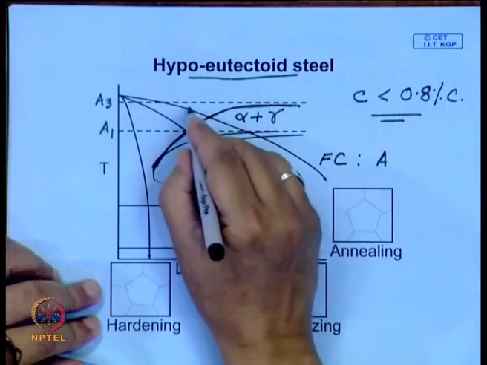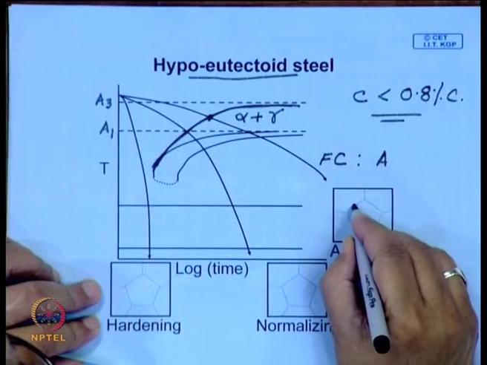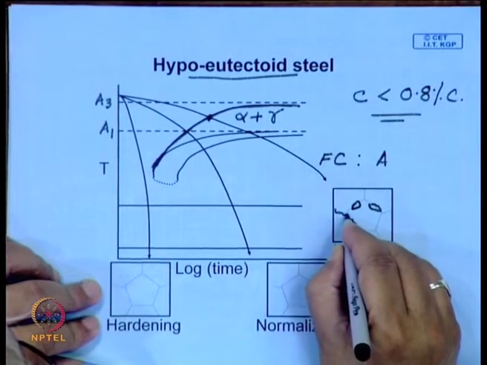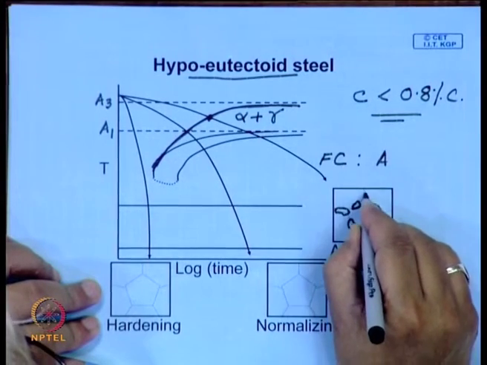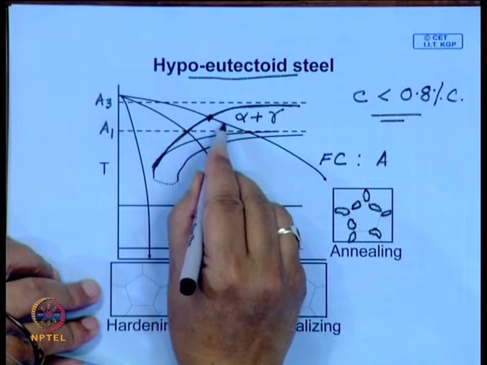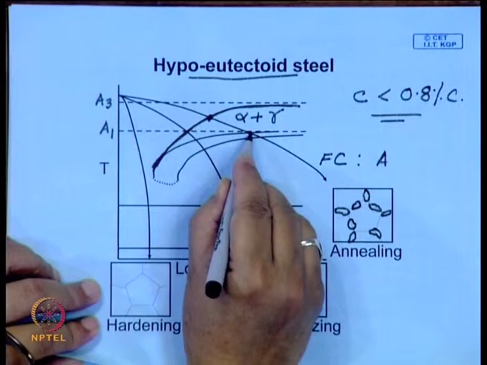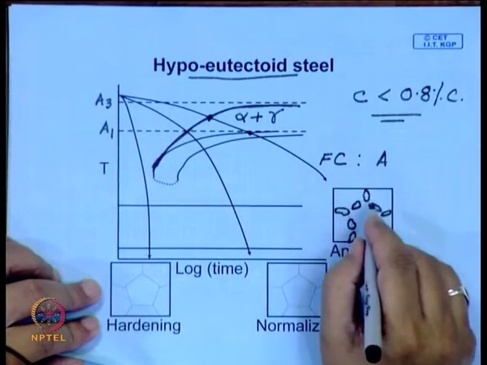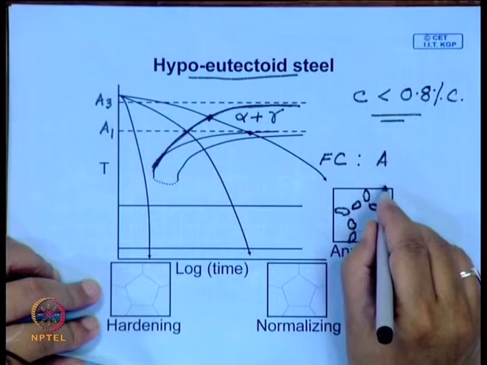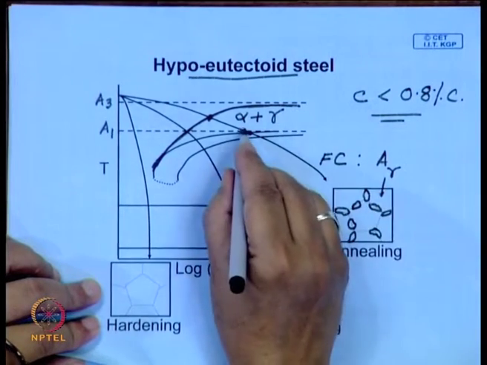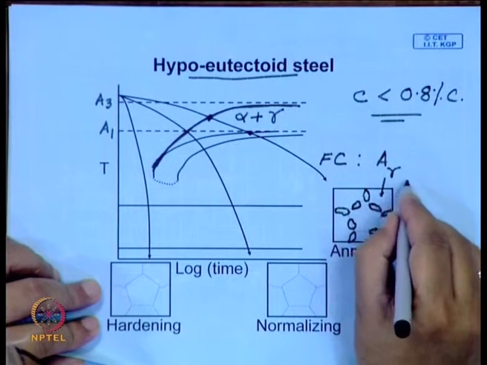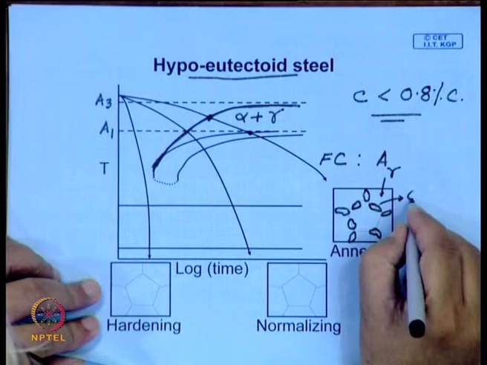So, here what will happen, once it crosses during annealing, you will have proeutectoid ferrite grains forming, and the most likely places will be the grain boundaries and grain corners. These grains will form, and this process will continue until it reaches this point. Remember that when this precipitation of ferrite continues, the composition of austenite will keep changing, and when it reaches this point, below the eutectoid temperature, the composition of austenite around this will be close to 0.8% carbon.